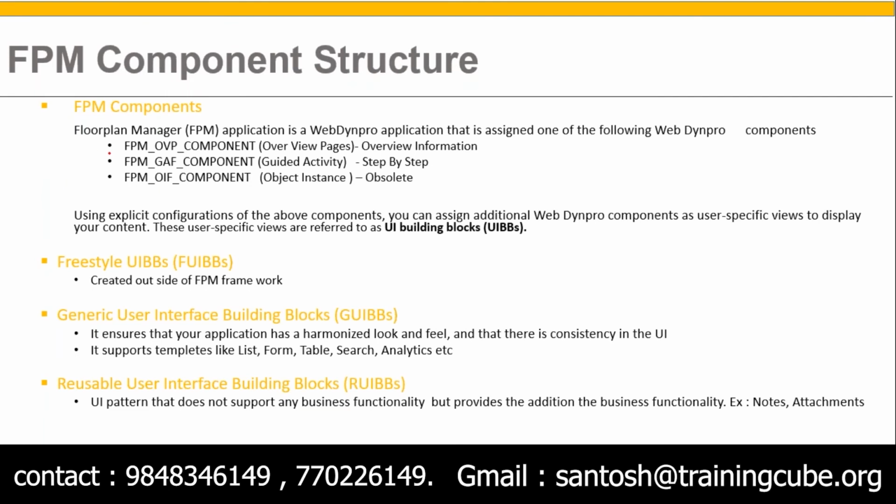So FPM delivers a wizard using which we can select whether it is an OVP or a GAF application. Now, if you have to design an OVP, you need to implement this interface called OVP component. If you are implementing GAF, then we need to implement GAF component. Again, these are UIBBs, like list, form, table, search. And reusable user interface building blocks are nothing but attachments and notes, which generally don't add a value to the master data, but they add a value to the request.